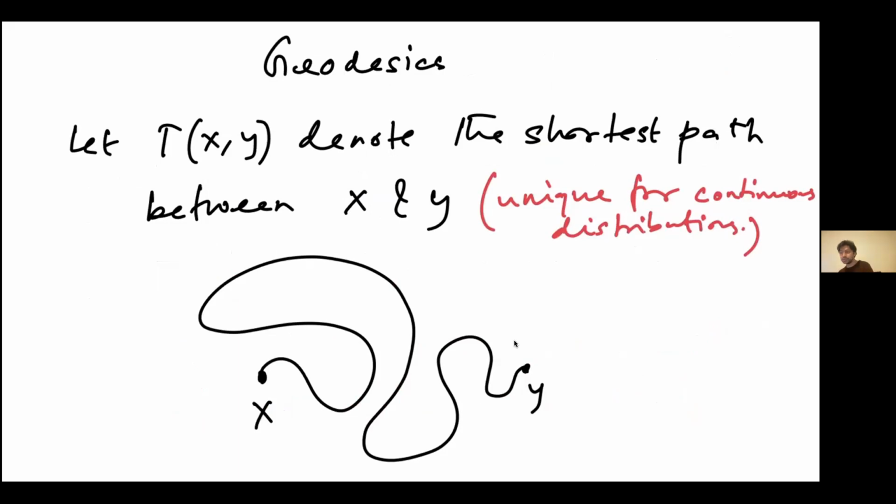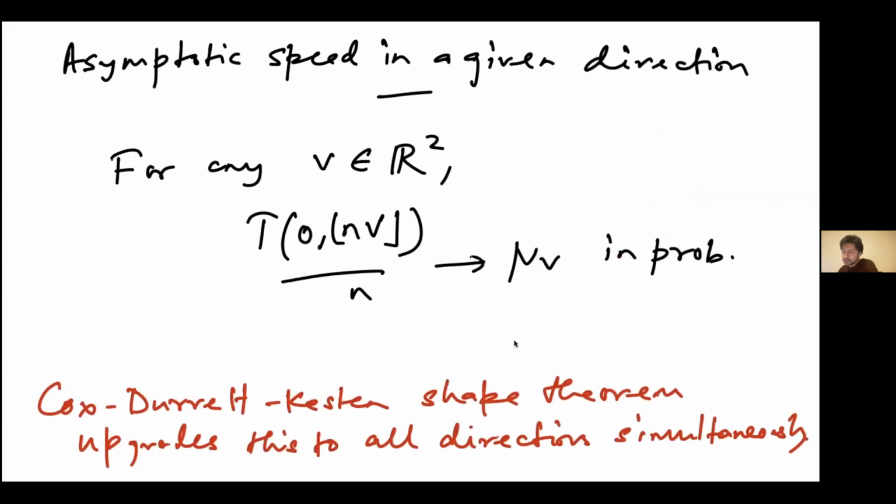There might be multiple such geodesics, but it turns out that for Z^2, if the weight distribution X_e is continuous, then because you can show that almost surely no two paths will have the same weight, you can show that there's a unique geodesic. So that's going to be an important object, of course. And several results are known.